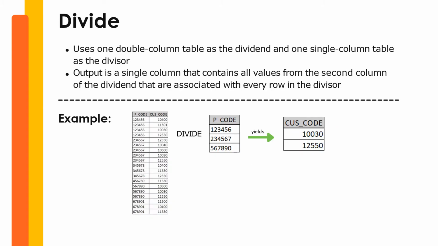Divide uses one double column table as a dividend and one single column table as a divisor. The output is a single column that contains all values from the second column of the dividend that are associated with every row in the divisor.